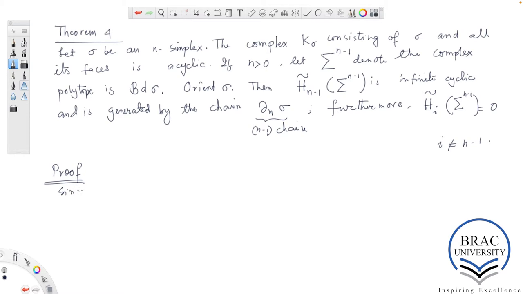Since K sigma is a cone, K sigma is the cone that you get out of the n simplex and all its faces. We have seen in the first example of cone that the complex that you get out of this n simplex is actually a cone. And by theorem 3, it is acyclic.